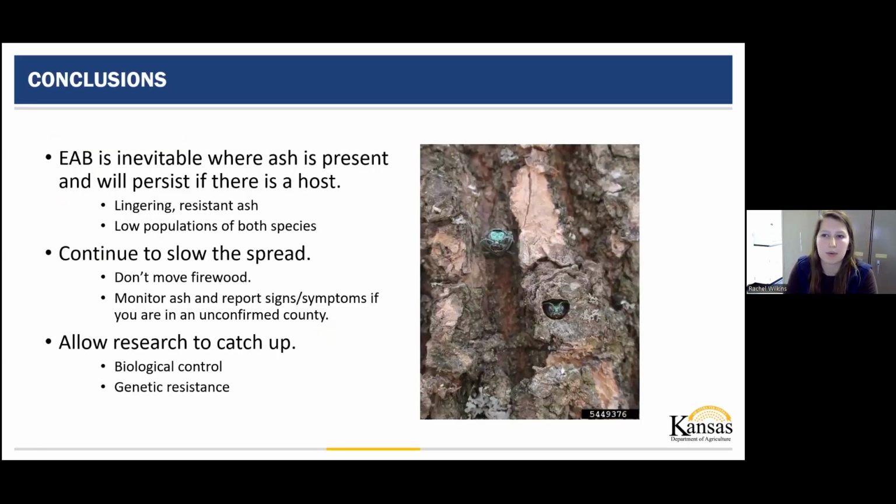And so I just kind of want to wrap up my presentation with some concluding statements. So emerald ash borer is inevitable in any area where ash is present. And as long as its host is there, EAB will persist in that area. So even though emerald ash borer has been in an area for a very long time, and it seems like all the ash has been wiped out, we are seeing examples that there are some ash showing resistance to the beetle, in what we're calling lingering ash.